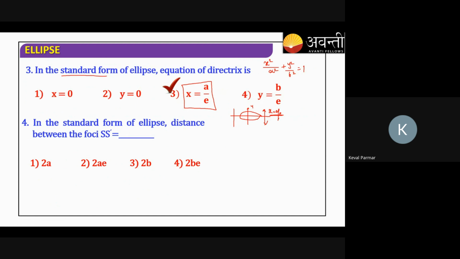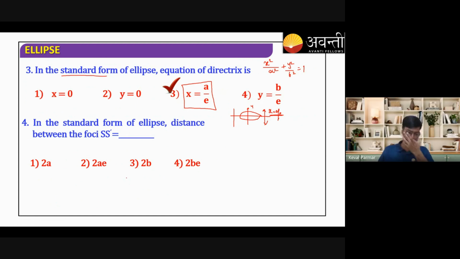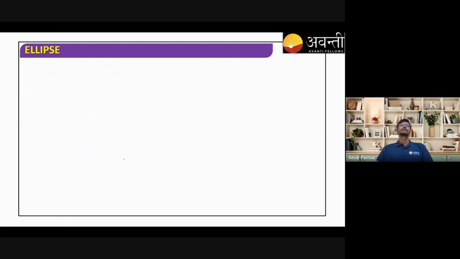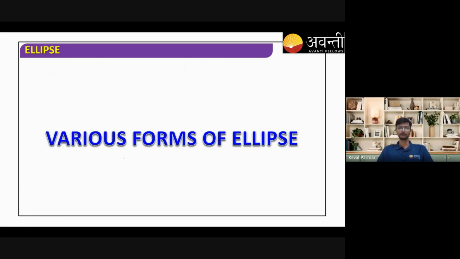Two AE. Yes, superb. It is 2AE. Now, various forms of ellipse. As you know, we had 4 forms of hyperbola, or we can say 4 standard forms of hyperbola. Similarly, as I told you before, there are 2 standard forms of ellipse.